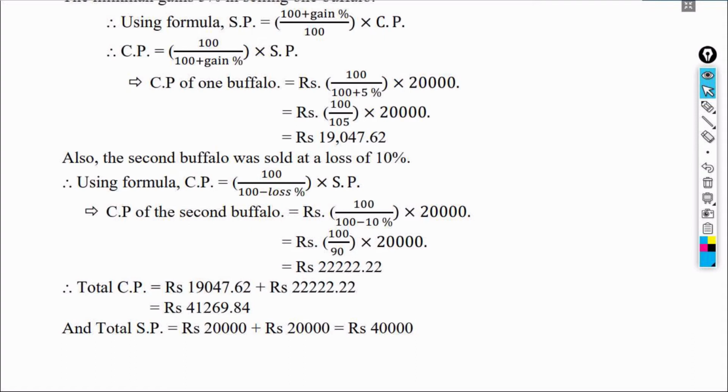Total CP will be the sum of the cost price for the first buffalo and the cost price for the second buffalo, that is equal to rupees 41,269.84 paise, and SP for two buffaloes, that is 20,000 and 20,000, equal to 40,000.